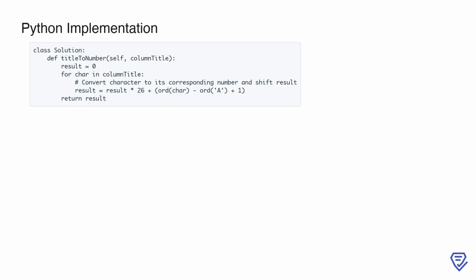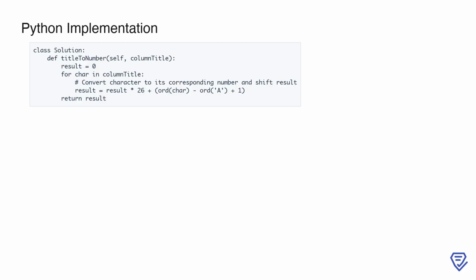3. Character to number conversion. Inside the loop, we calculate the numerical value of the current character using ord(char) - ord('A') + 1. This maps A to 1, B to 2, Z to 26. 4. Updating the result. We update result using the formula result = result * 26 + value. This multiplies the current accumulated result by 26, shifting it one place to the left in base 26, and adds the numerical value of the current character.